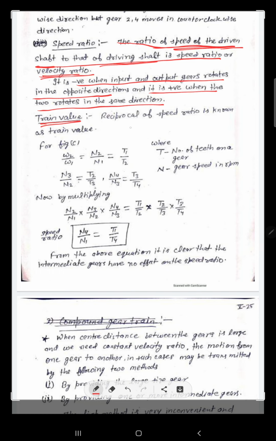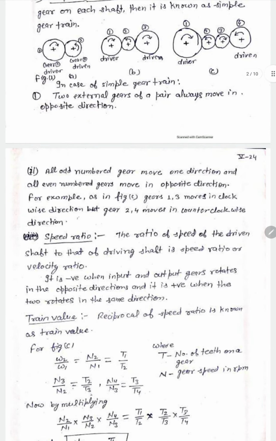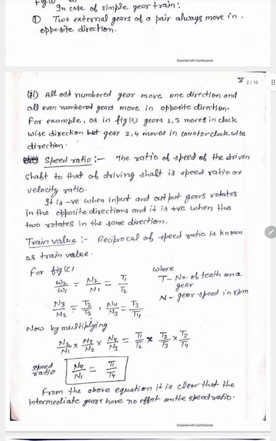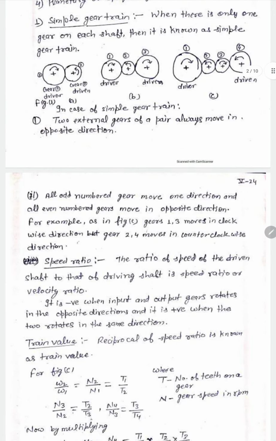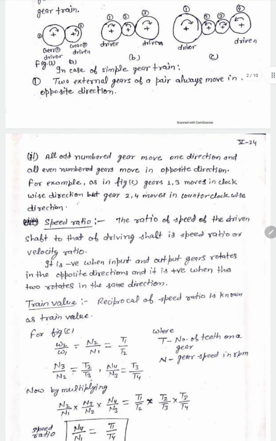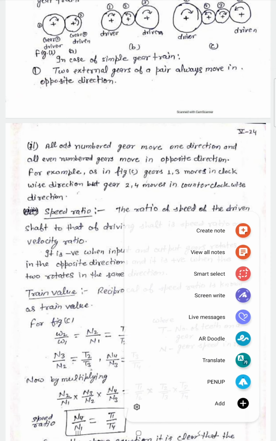How can we define a train value? Train value is nothing but the reciprocal of speed ratio. As we can see in this figure, there are 4 gears: 1, 2, 3, 4. T is the number of teeth on each gear, and N is the representation for gear speed. For this figure C, we can write the equation of the train value like this.